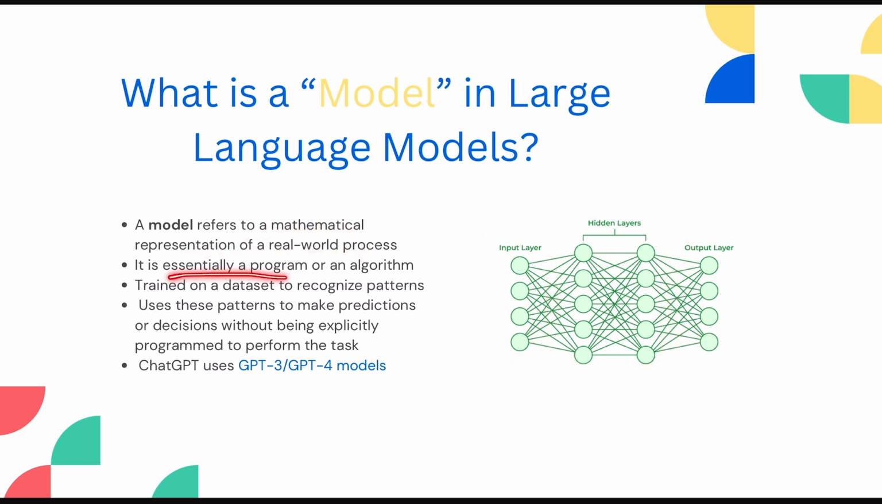A model is essentially a program or an algorithm trained on a data set to recognize patterns, and it uses these patterns to make predictions or decisions without being explicitly programmed to perform tasks. ChatGPT uses GPT-3 or GPT-4 models. There are different models, as we discussed earlier, like Gemini and large language models like Llama 2, Llama 3. All of these models are part of the large language model terminology.